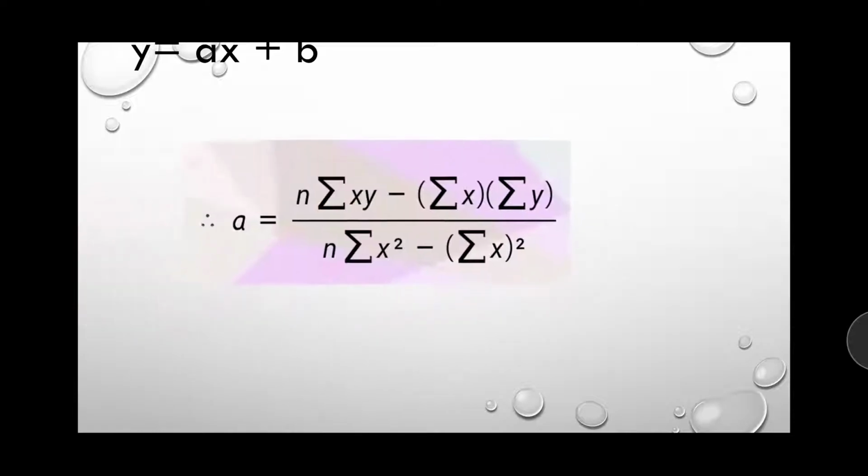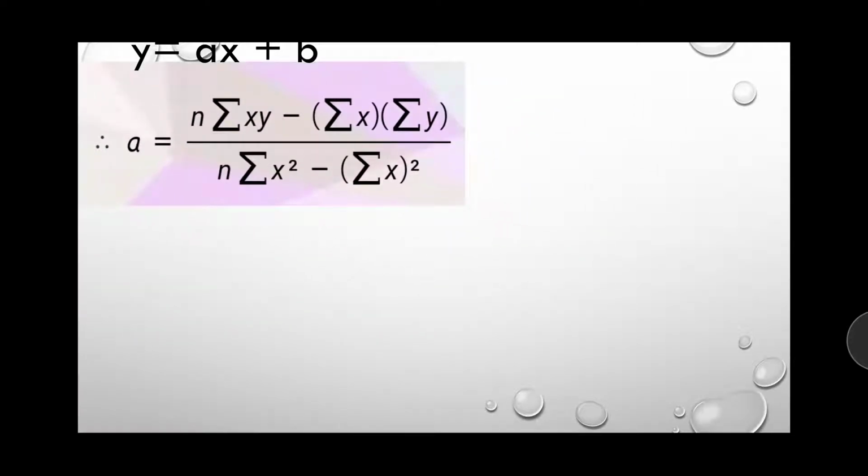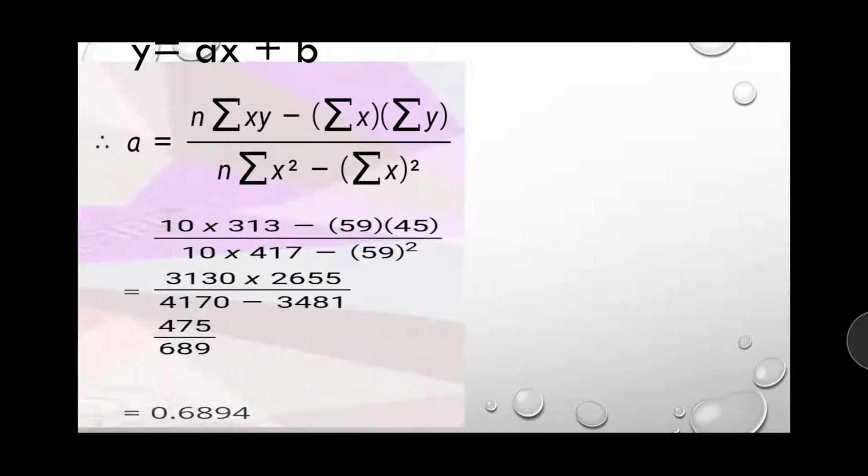Good. Now let's see, this is the formula. Our a is represented by the formula you are seeing on the screen. So you need to commit this formula to memory. This formula you are seeing on the screen right now is the formula to find the a, that is the gradient of that line, the gradient of that regression line. This is the formula.